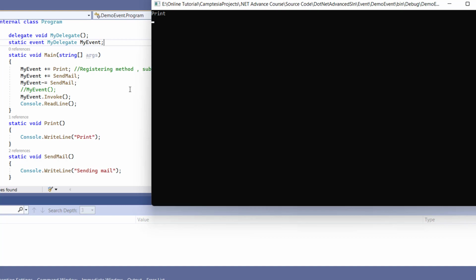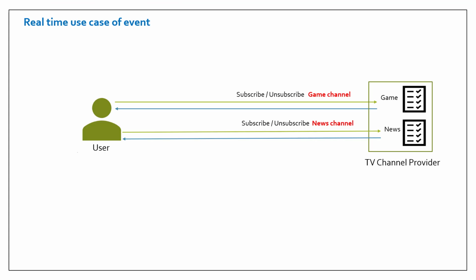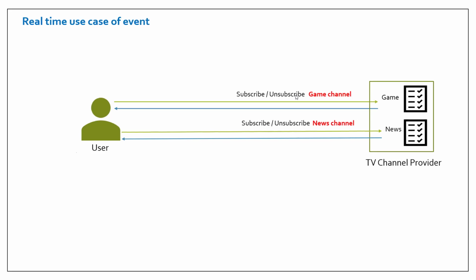We can create some real life use case. Let's discuss some real time use case of event. So we can consider two entities, user and TV channel provider. TV channel provider may have multiple channels like game, news, music, etc. So user can either subscribe or unsubscribe to one channel. So in our use case, we are considering user can subscribe or unsubscribe game channel or news channel.